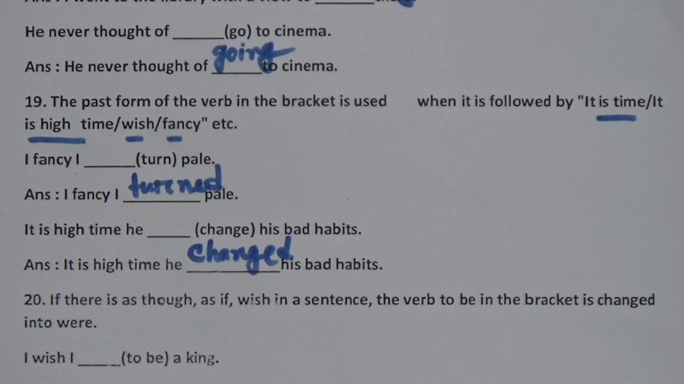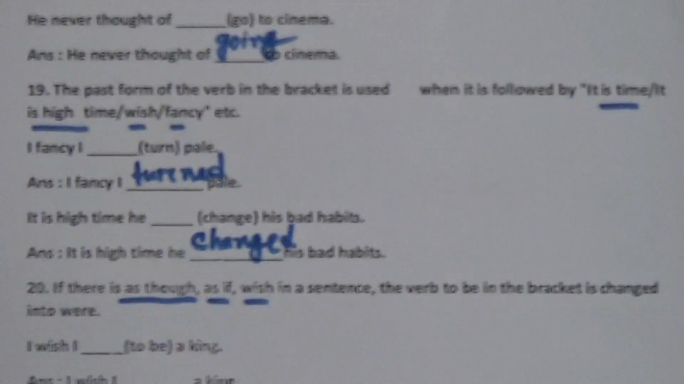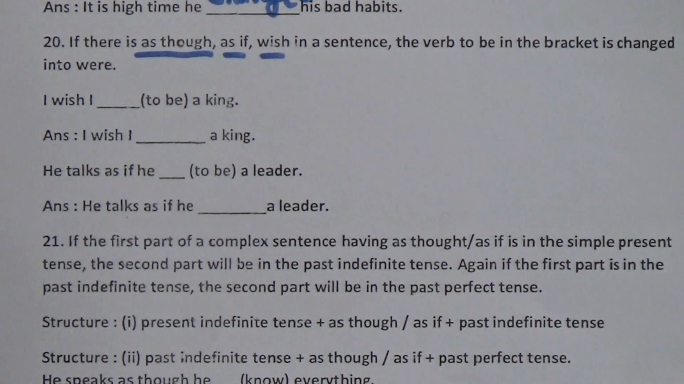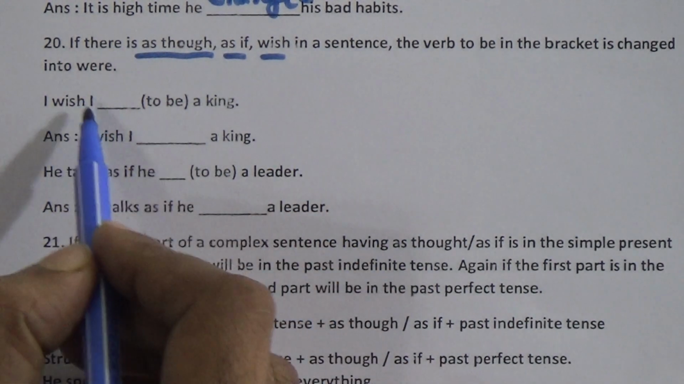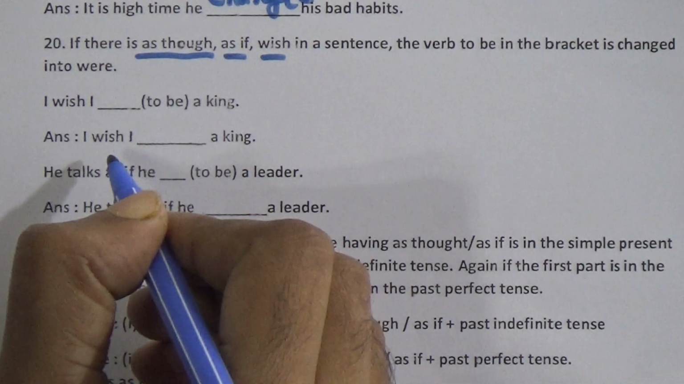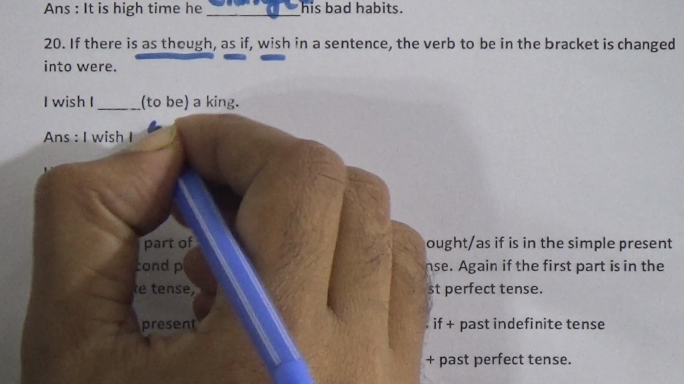Question number 20. Sorry, rule number 20: if there is "as though", "as if", "wish" in a sentence, the verb to be in the bracket is changed into were. This is an exceptional rule. I wish I to be a king. So according to the rule, it will be: I wish I were a king.